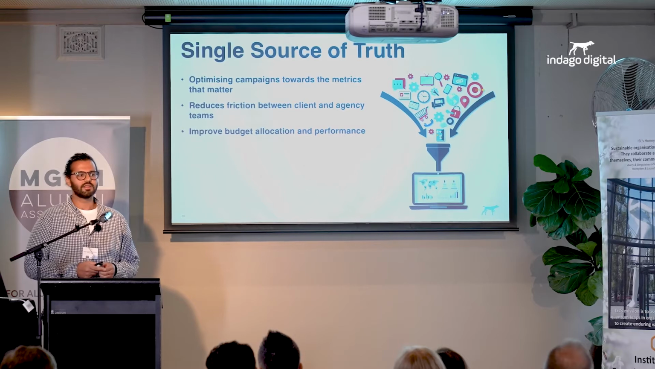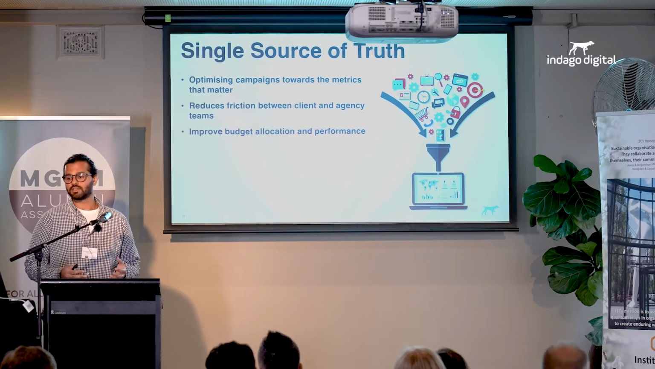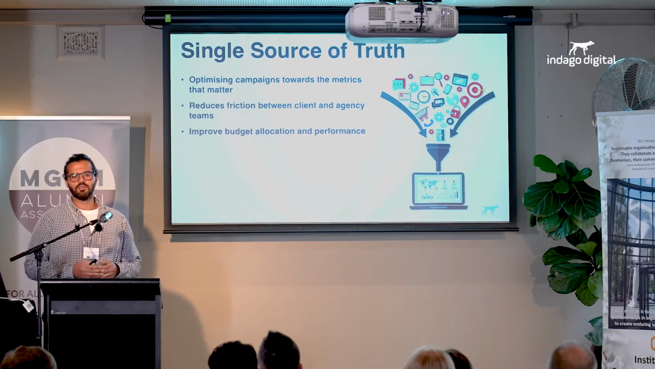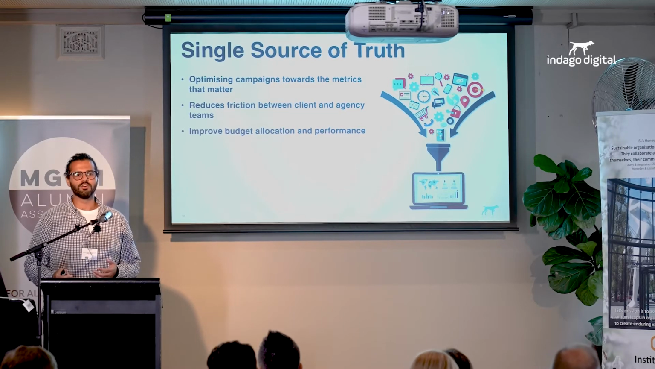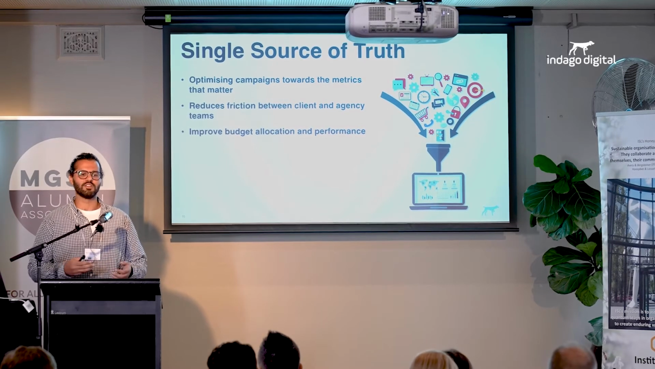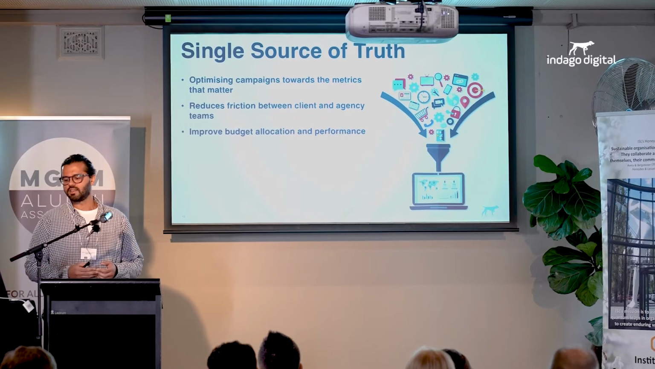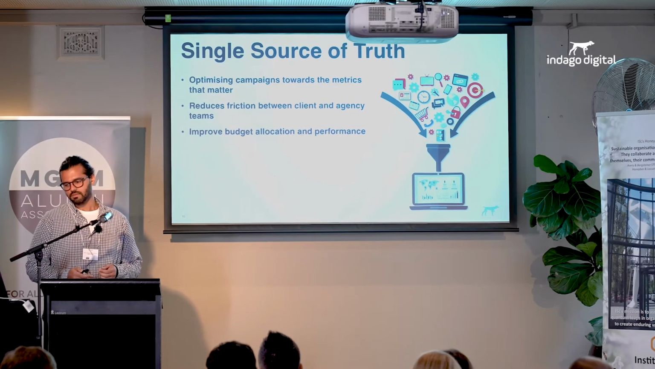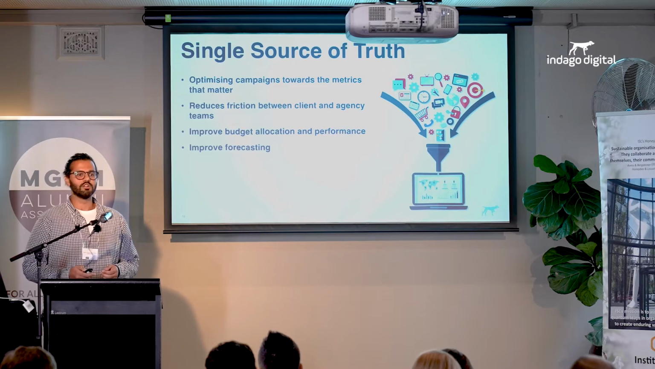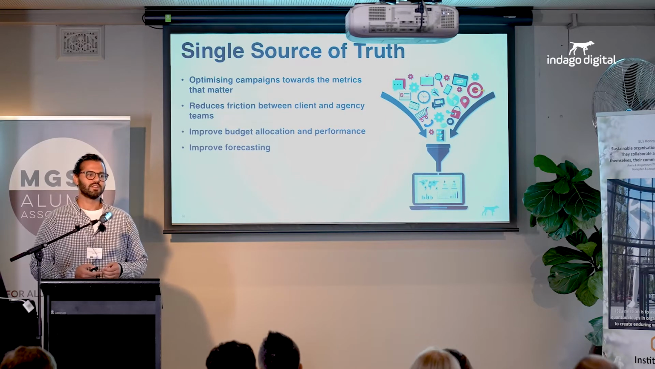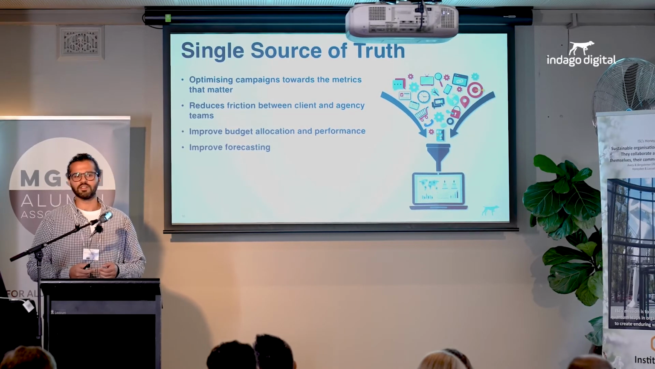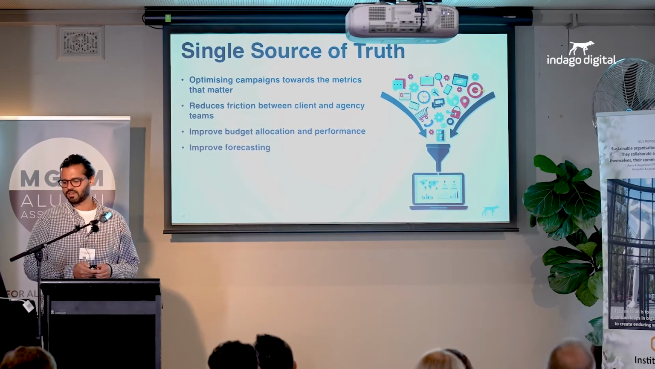Once you start looking at the key objective that your business should be looking at across the board, you can improve your budget allocation because you know that you put in X amount of dollars and you got Y amount of sales, and with improved budget allocation, your performance should typically improve as well. And it also improves forecasting because forecasting usually relies on historical data. The better your historical data becomes, the better your forecasting becomes. So that's definitely a big positive.